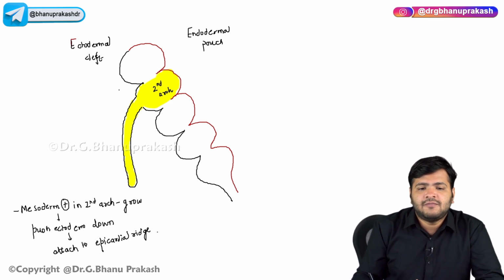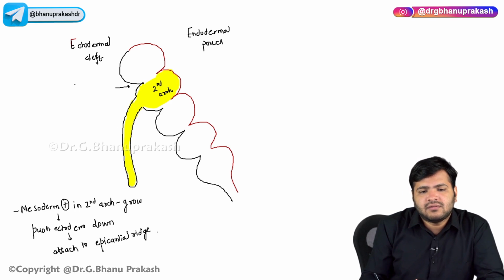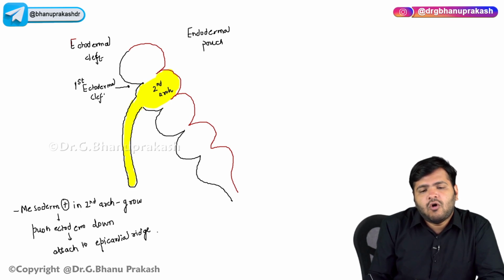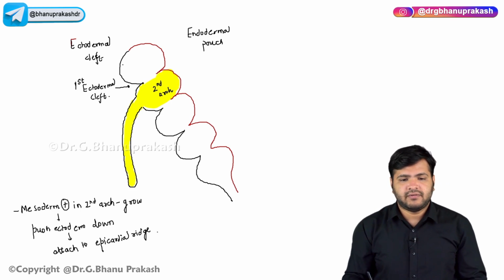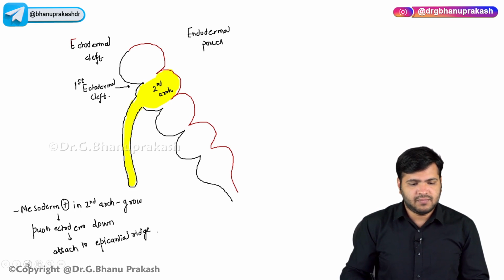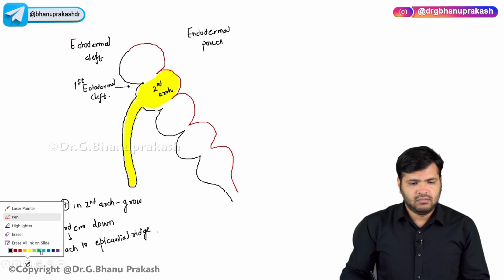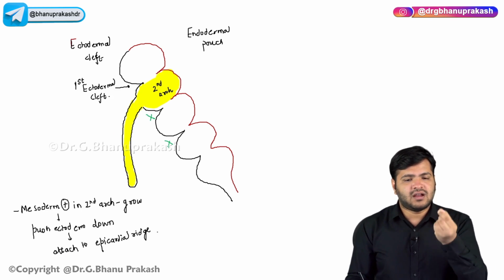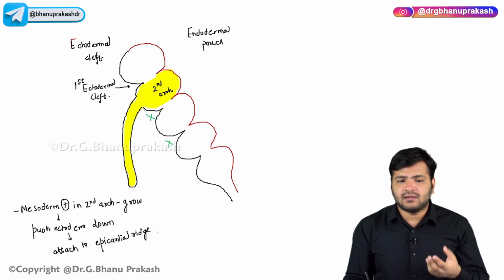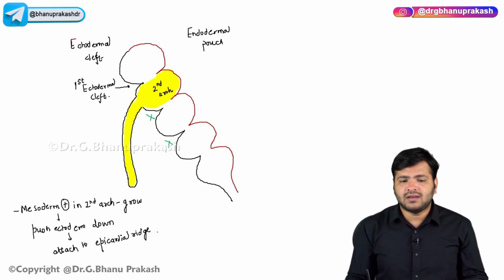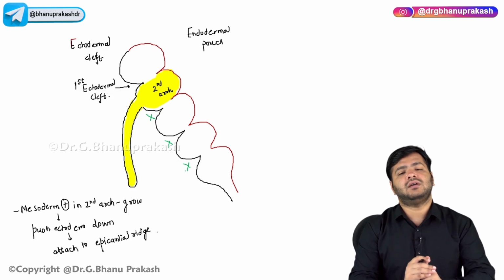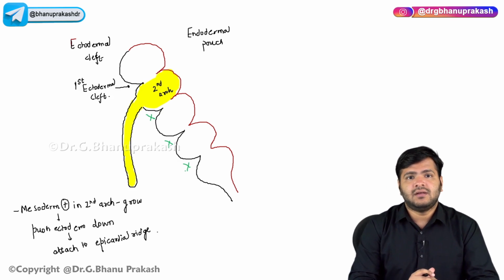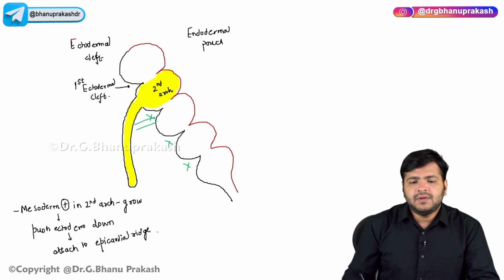We can see the first ectodermal cleft. It is the first ectodermal cleft, but all the other clefts will be obliterated, right? All the other clefts, if you just want me to mark, yes, these all will be obliterated. Why? Because the second arch mesoderm is growing and it is getting this ectoderm down, and it is blocking all the arches, all the clefts, right?